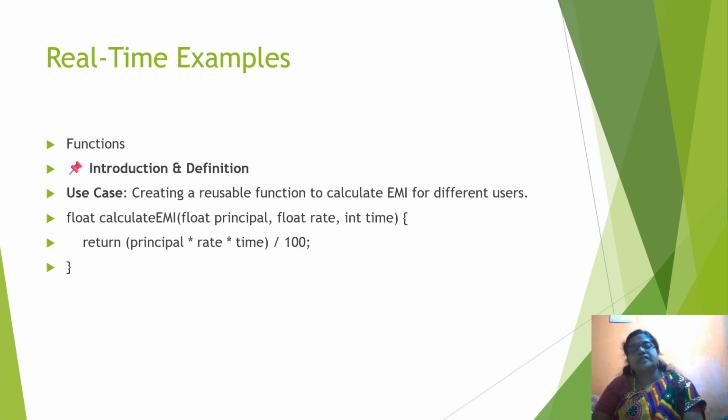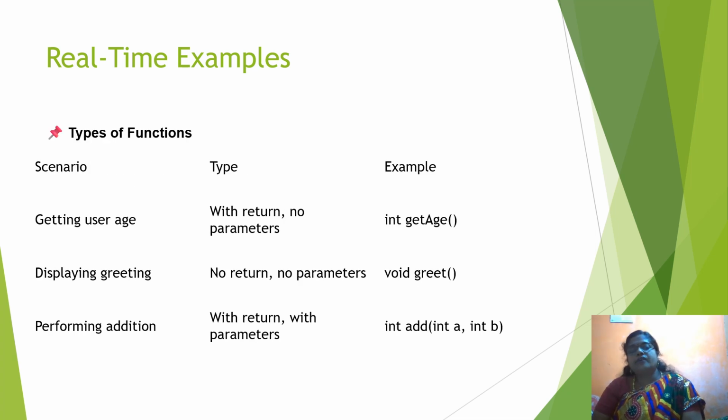The use case of functions is creating a reusable function to calculate EMI for different users. float calculateEMI with parameters float principal, float rate and int time. It returns the value principal times rate times time divided by 100.